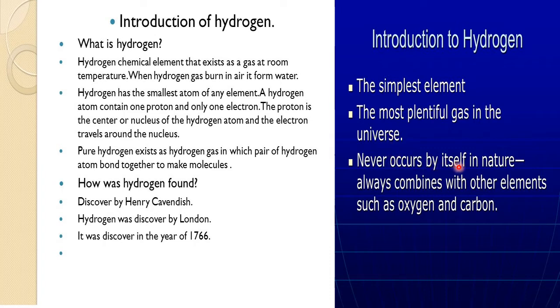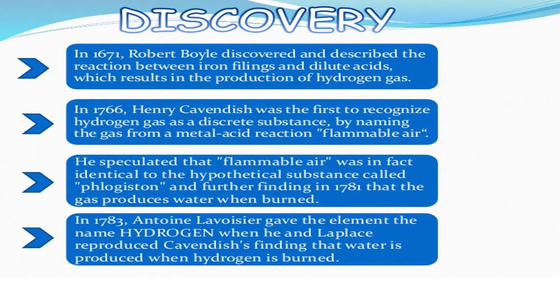It never occurs by itself in nature because it is highly reactive. Single atomic H is very difficult to exist because it is highly unstable. Therefore, it always combines with other elements such as oxygen and carbon. Hydrogen prefers the combined state because of stability, so it combines with oxygen, carbon or other elements to be most comfortable and achieve stability. For the other part, go through the history part.